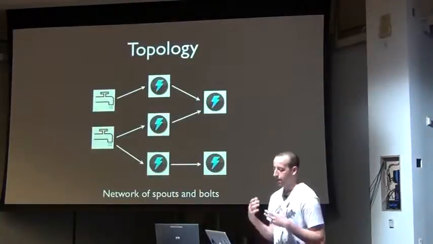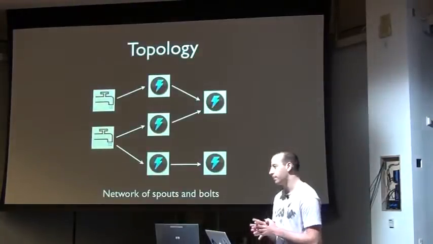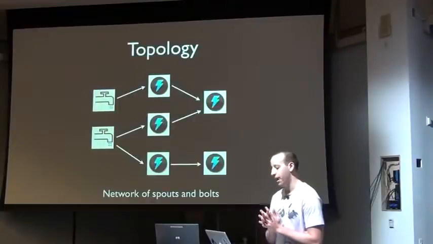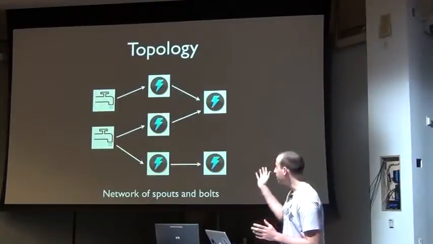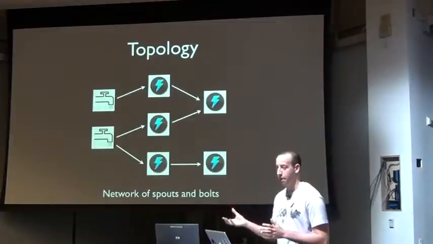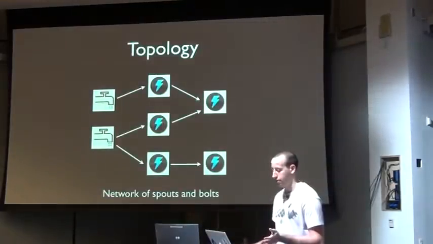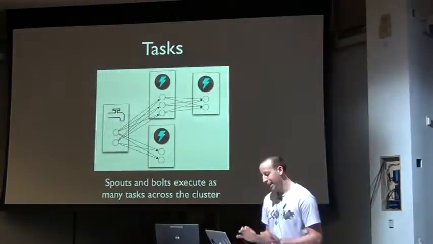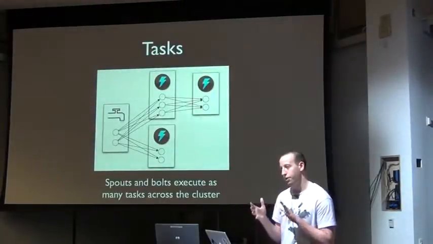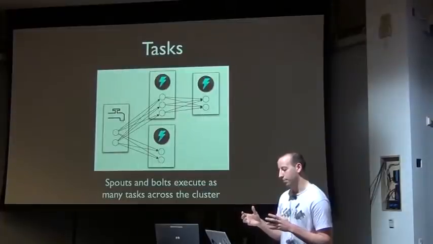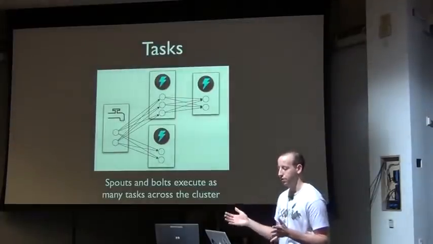All right, and finally, the top level abstraction is called a topology. The topology is simply a network of spouts and bolts, where every edge in the graph indicates a bolt subscribing to an output stream of some other spout or bolt. So the key thing about Storm is that spouts and bolts are inherently parallel. They execute as many tasks across the cluster.